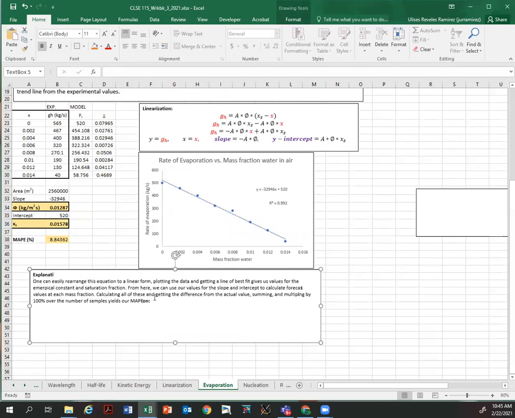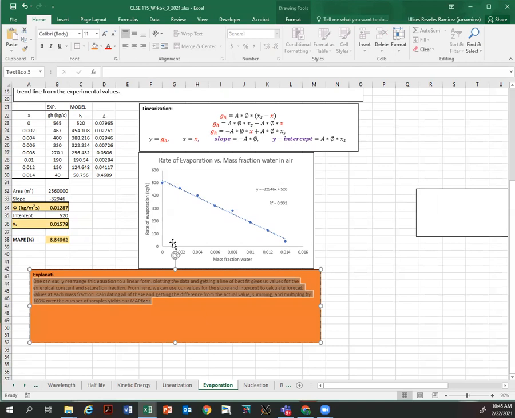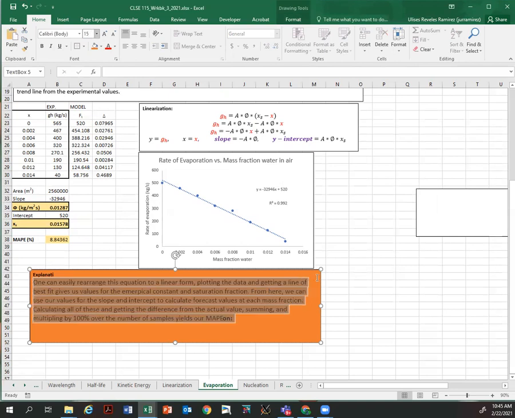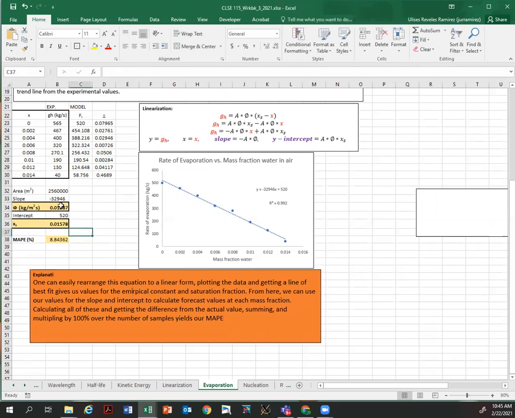One can rearrange the equation into a linear fit. Remember, the important thing for now is that I identify what your variables are. Let's read the explanation. One can easily rearrange the equation to a linear form, plotting the data and getting a line of best fit giving us values for the empirical constants. It's the empirical constant and saturation fraction, right? This is the empirical constant and saturation fraction.